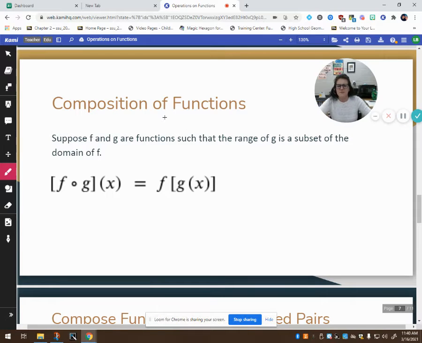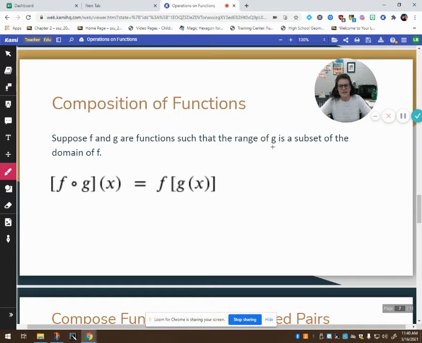Hey guys, we're going to look at composition of functions. This is kind of a neat little lesson, probably something that you've never really looked at before, but it says suppose f and g are functions such that the range of g is a subset of the domain of f.